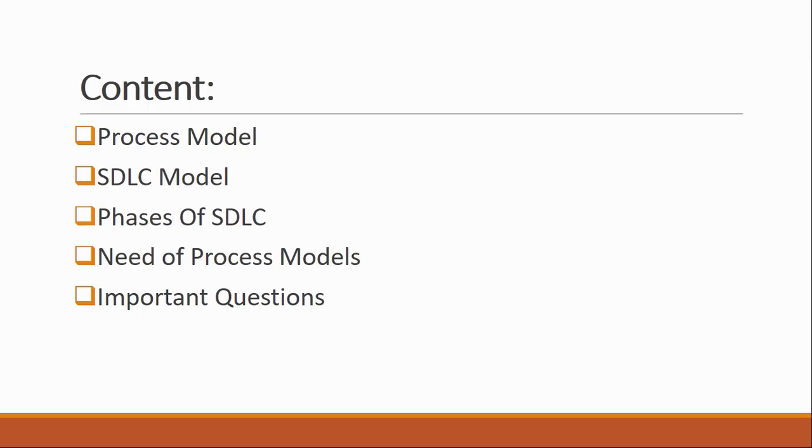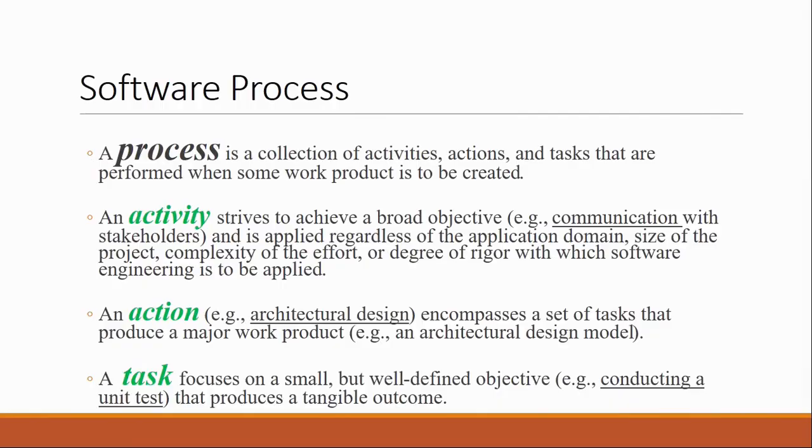First, let's define a software process. A process is a collection of activities, actions and tasks performed to create a work product. So within this process we have activity, action and tasks. First of all, an activity is the broadest category and it aims to achieve a high level objective like communication with stakeholders. This is a fundamental activity that applies to every product regardless of its size and complexity.